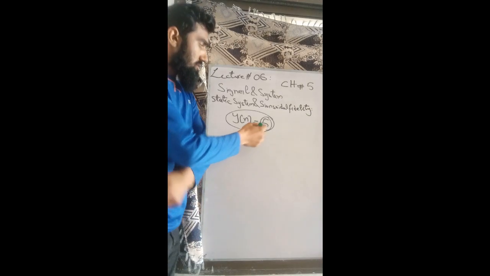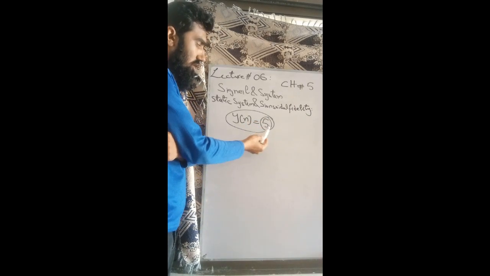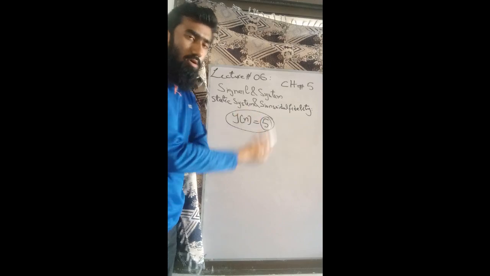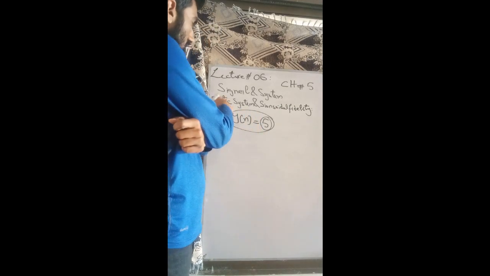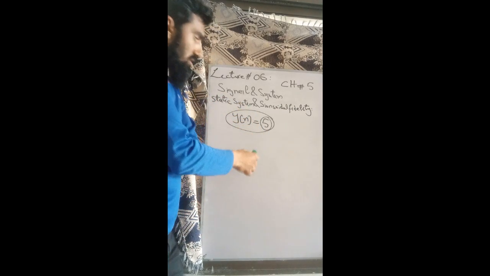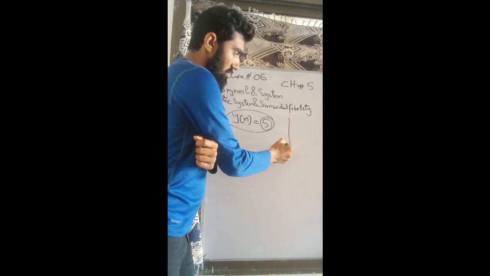So the input is not affecting the output. The output is a constant number. So these are static systems. The graph of these systems looks like this.